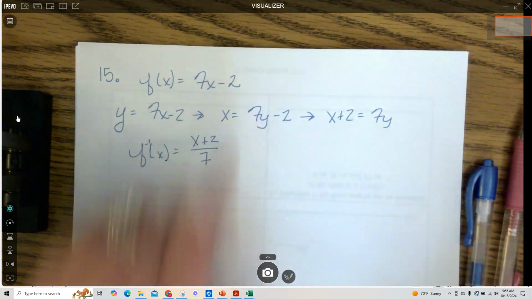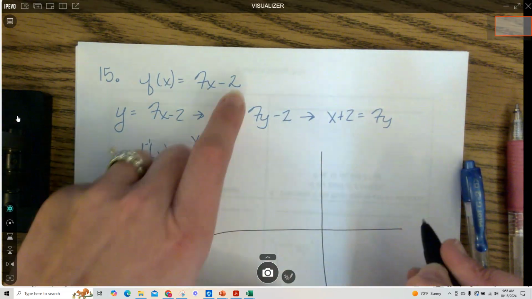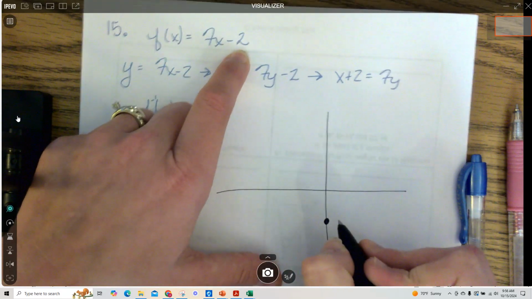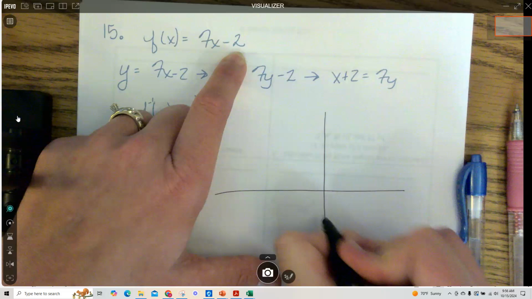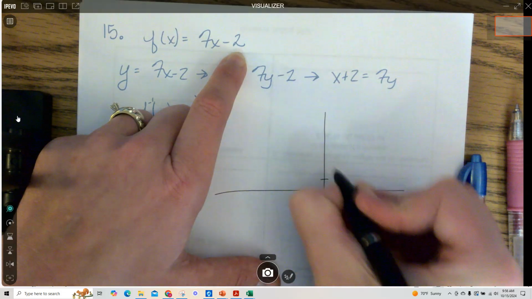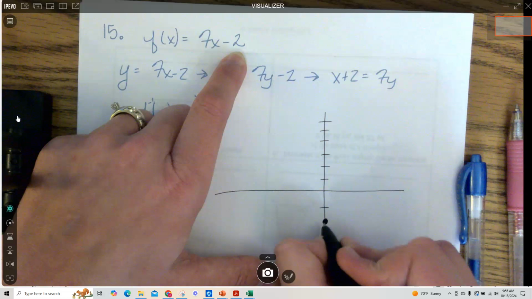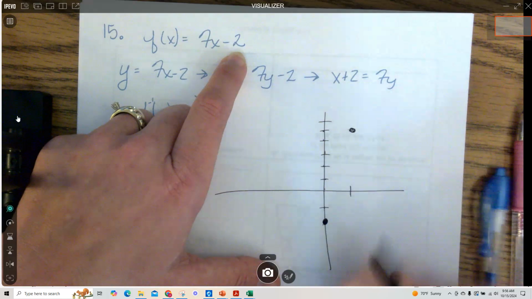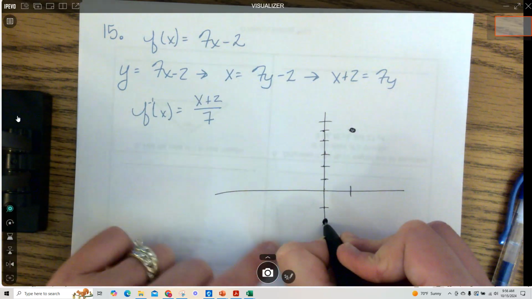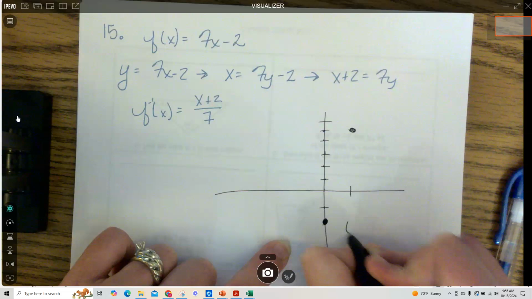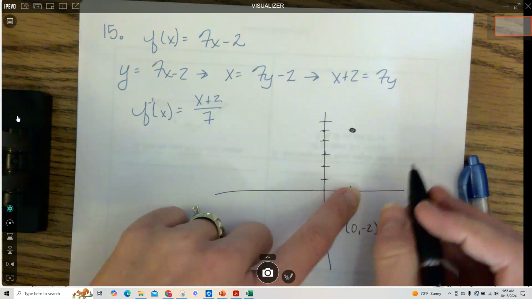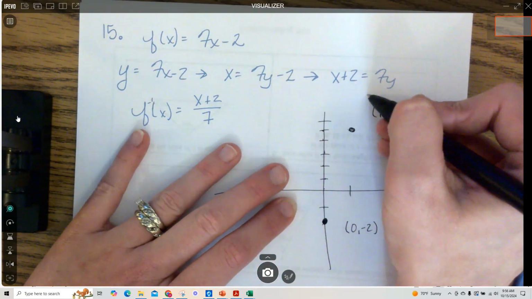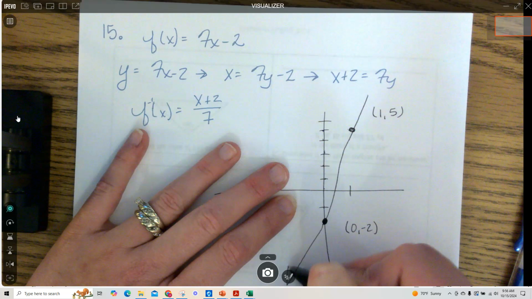Graphing this one, start at -2. And then you're going to go up 7 over 1. So 1, 2, 3, 4, 5, 6, 7 over 1. So this point here is 0, -2. This one is 1, 5. So that's the original.